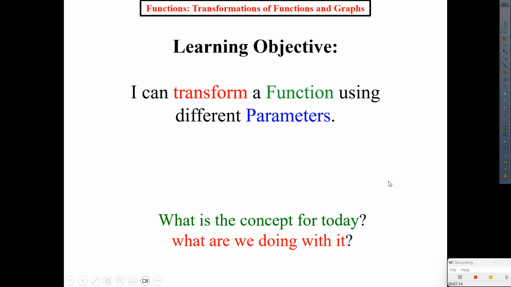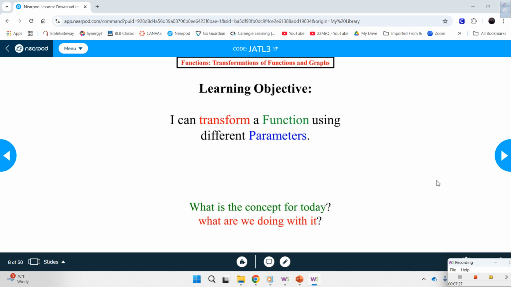All right, get a Cornell note ready, please. Also, come get 2 graph papers, and you are going to need your Chromebook. Make sure you have that available. All right, shall we? Here we go. I can transform a function using different parameters. Today we're going to finish off, guys, with the last parameter that we need. So make sure you stay on top of things.